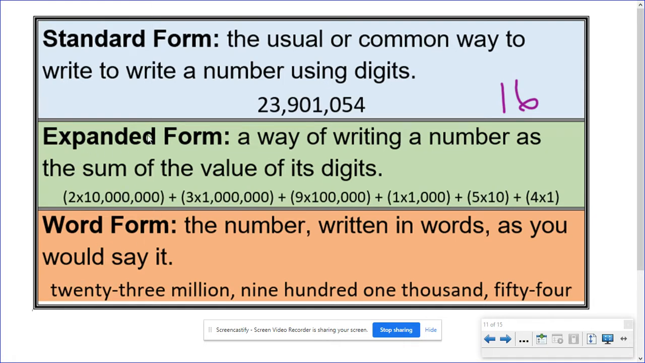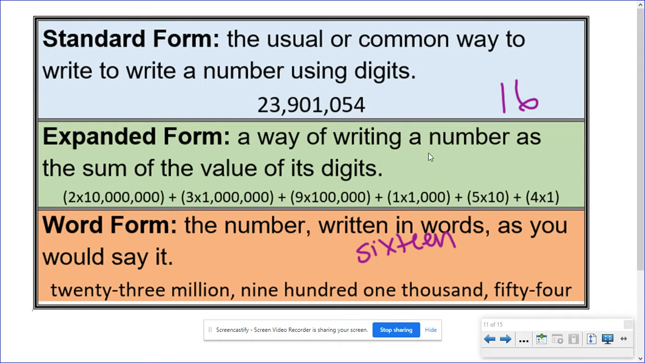Word form, I'm going to skip expanded for now. Word form is, as you would guess, the number in words. So if I was going to write out 16 in words, it would look like this. This large number from before, it's 23,901,054.